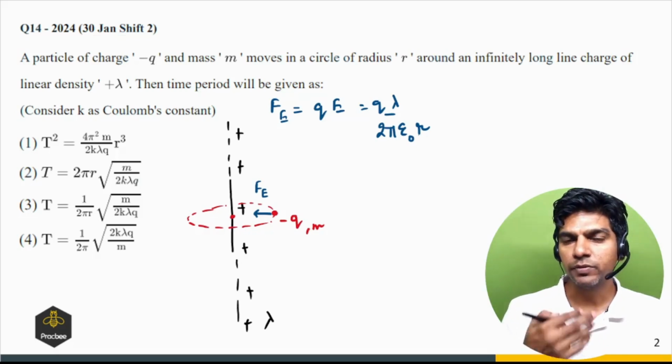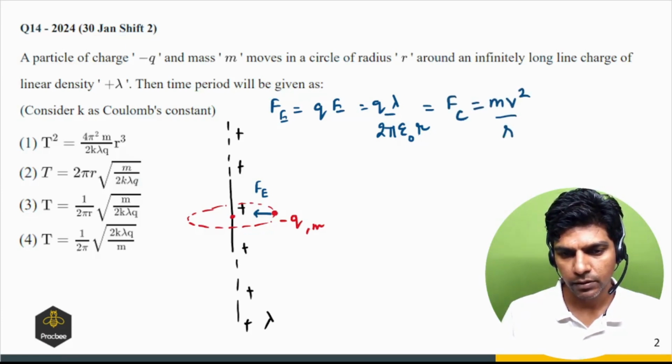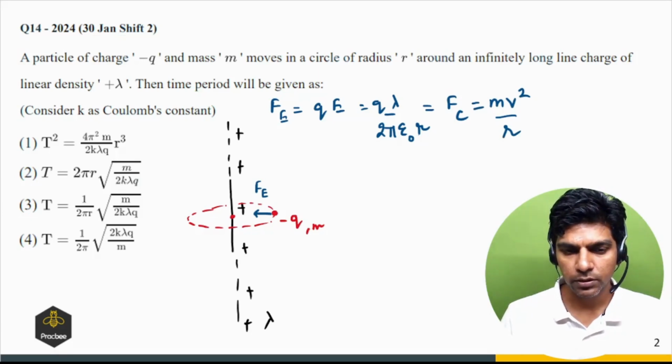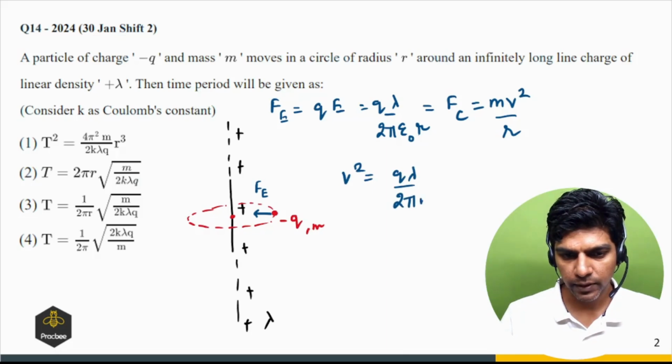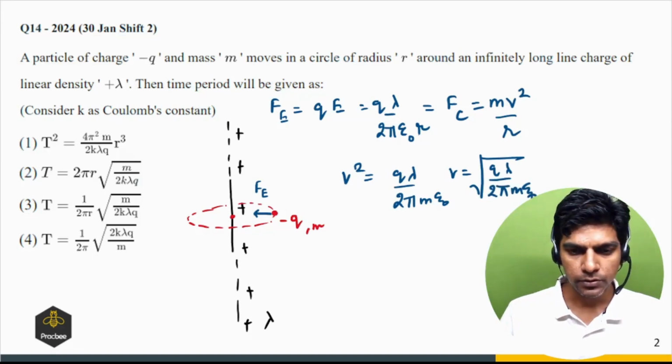And since it is moving in a circular path with constant speed, it should be equal to the centripetal force, which is given as mv square by r. Now from this equation we can find the speed of the charged particle. So v square comes out to be q lambda upon 2 pi m epsilon naught, and so v comes out to be root of q lambda upon 2 pi m epsilon naught. So we got the velocity.